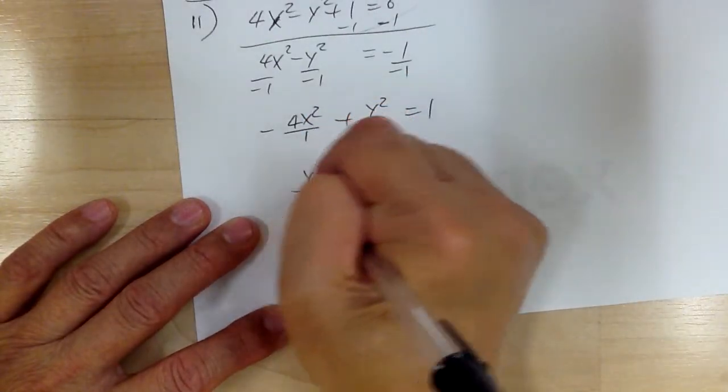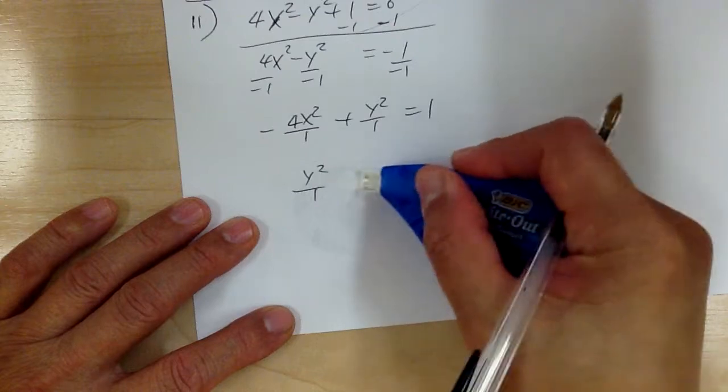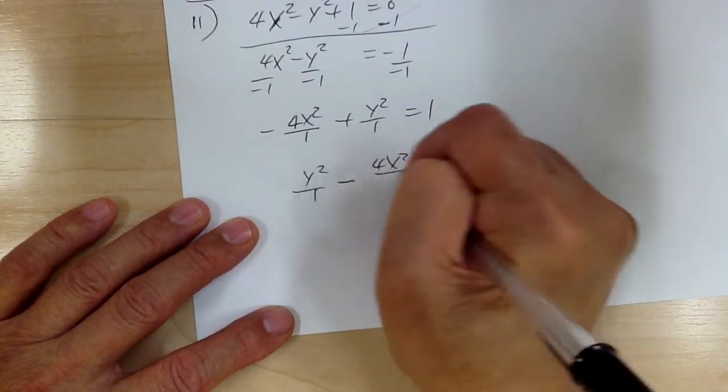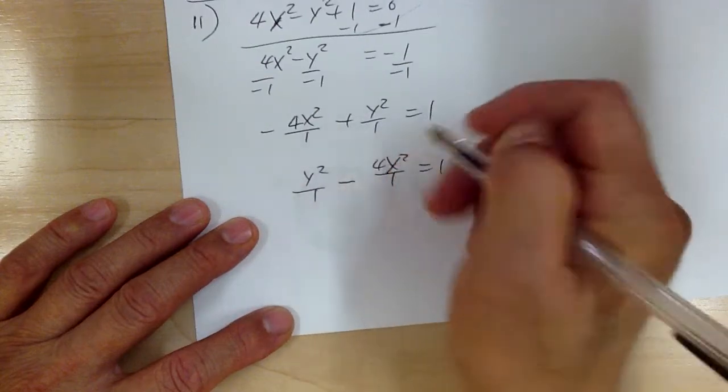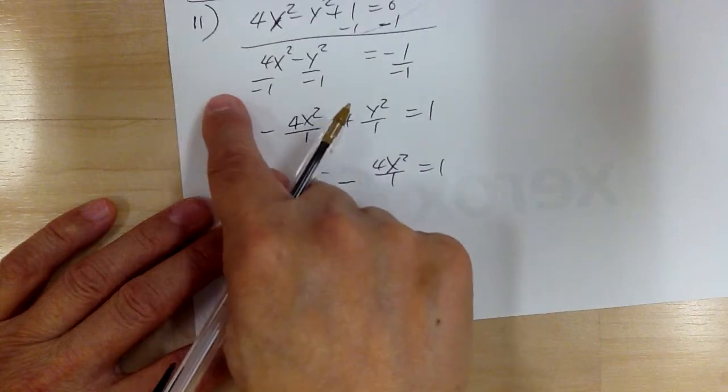So you got y squared over 1 minus 4x squared over 1 equal to 1. But now you have 4 on the top. Okay, so see over here is a horizontal method.